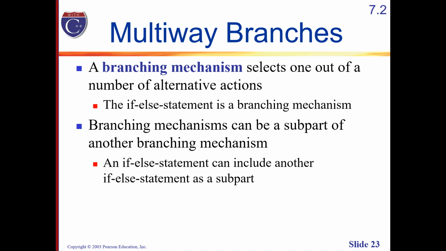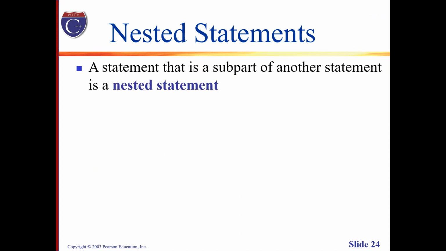Branching mechanisms can be a subpart of another branching mechanism, which means that we can place another branching statement within another branching statement, which would give us, in this example, a nested if statement. In C++, a nested statement is a statement that is a subpart of another statement, such as your if statement, and embedded with another if statement or an if-else statement.